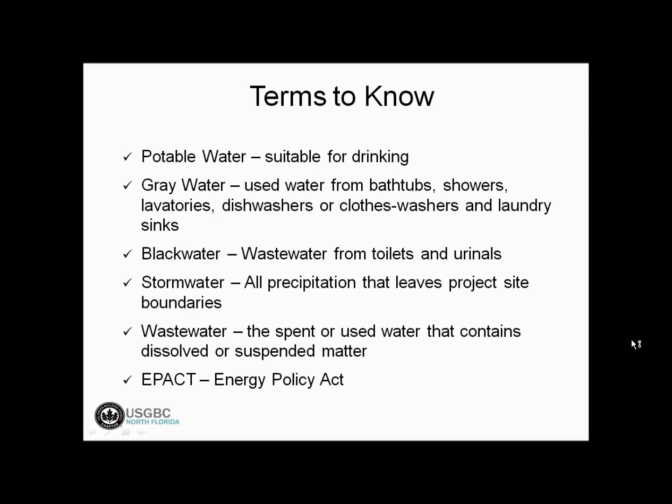Stormwater is rainwater that's taken away from the site, while wastewater and black water can be considered the same thing a lot of times.